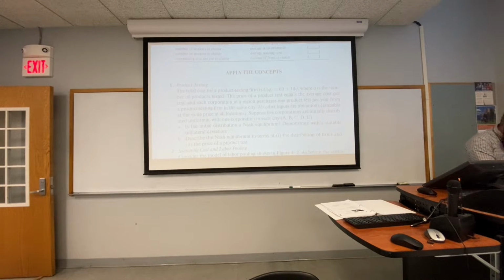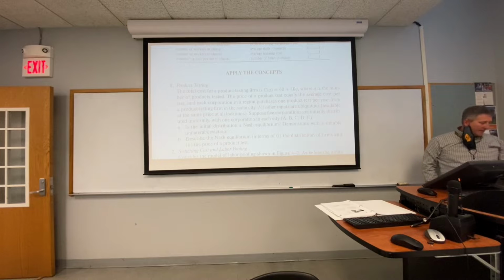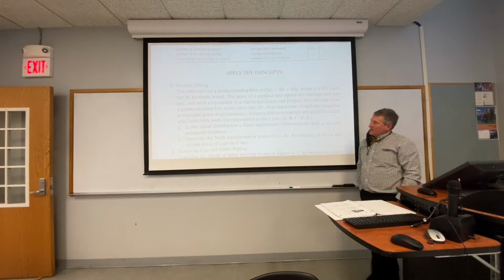Product testing. Total cost of product testing is 60 plus 10Q, where Q is the number of products tested. The price of a product test equals the average cost per test. Each corporation in a region purchases one product test per year from a product testing firm in that same city. All other inputs are ubiquitous, available at the same price at all locations. Suppose 5 corporations are initially distributed uniformly with one corporation at each city, A, B, C, and D. Is the initial distribution a Nash equilibrium, tested with a unilateral deviation?